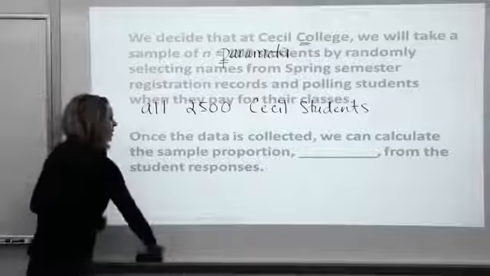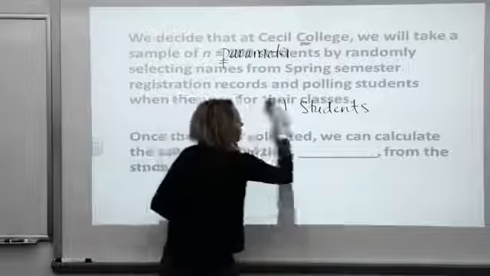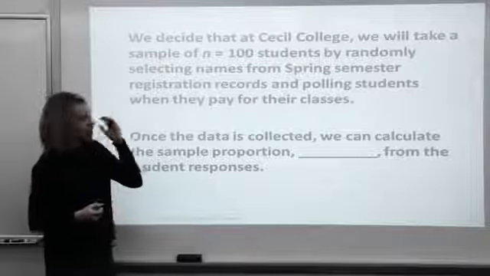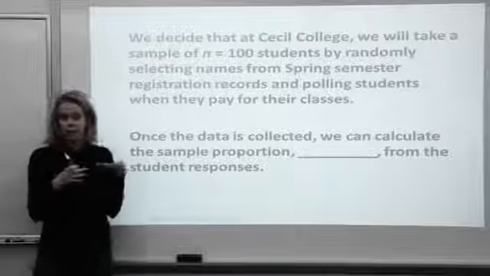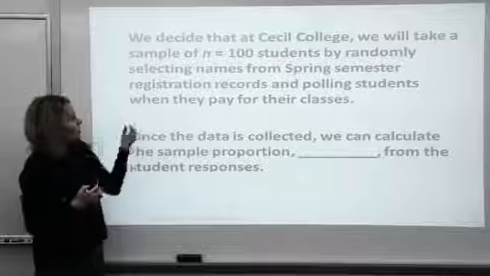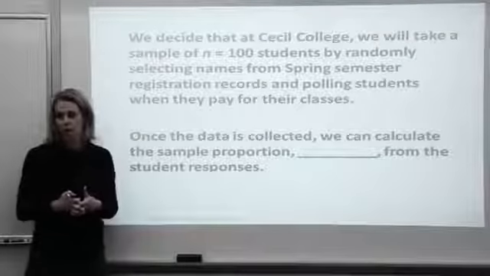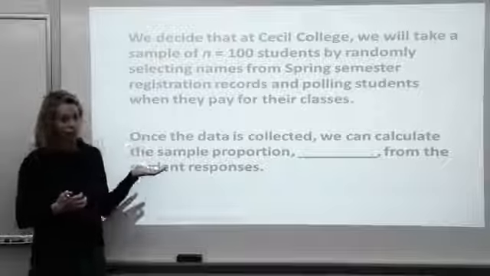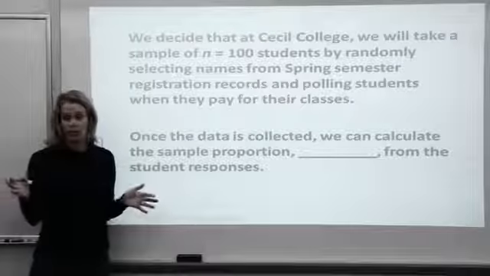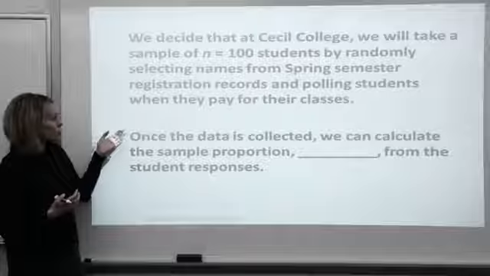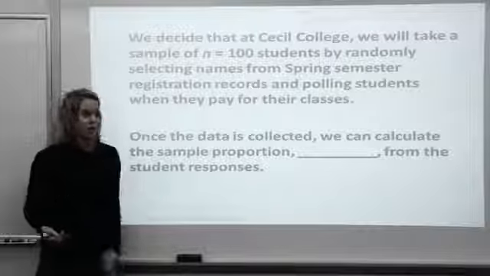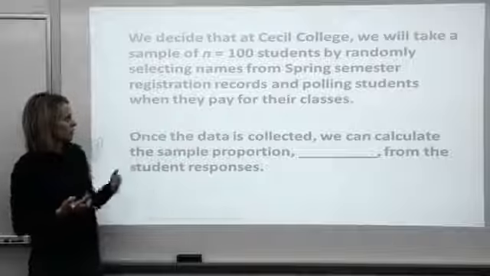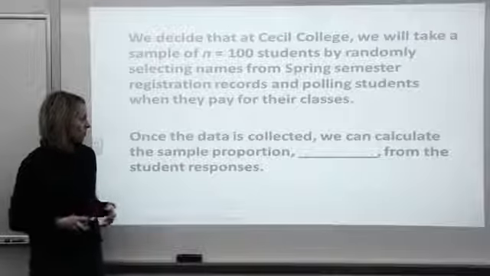Now, pretty difficult to get some information on every single student at the college. So we decide that at Cecil College, we'll just take a sample of students. So we decide to sample 100 students. And the way we go about that, we decide to randomly select names from the spring semester's registration records. And then we're going to poll students when they pay for their classes. So we're going to randomly select 100 students. The students that get selected, they get polled when they pay for their classes.